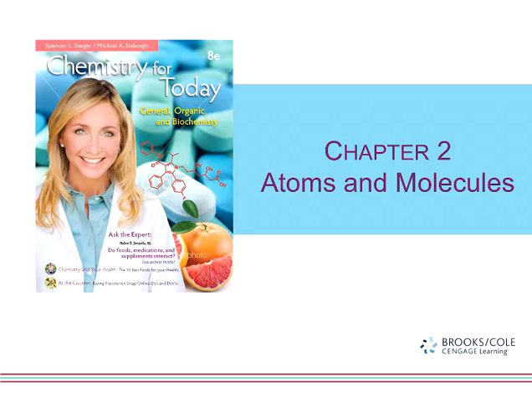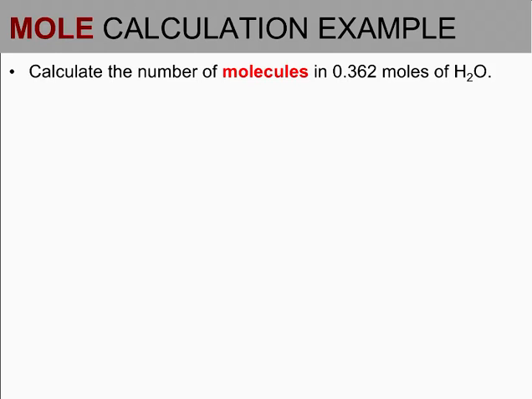Last time we were discussing how to calculate the number of atoms in a sample of a pure element. We also talked about the concept of the mole, and in order to go from moles to atoms, we used a number called Avogadro's number. Today, we're going to apply that same concept to molecules. So let's calculate the number of molecules in 0.362 moles of water.